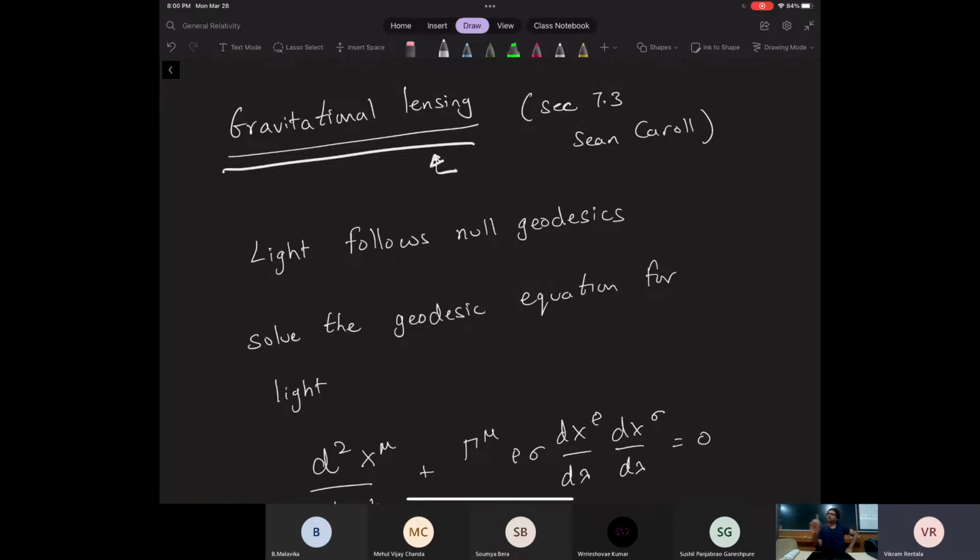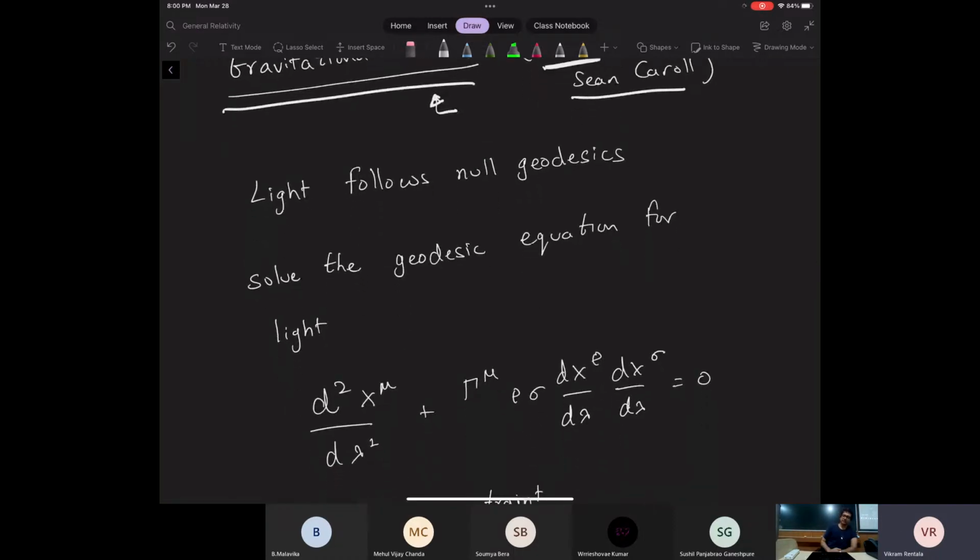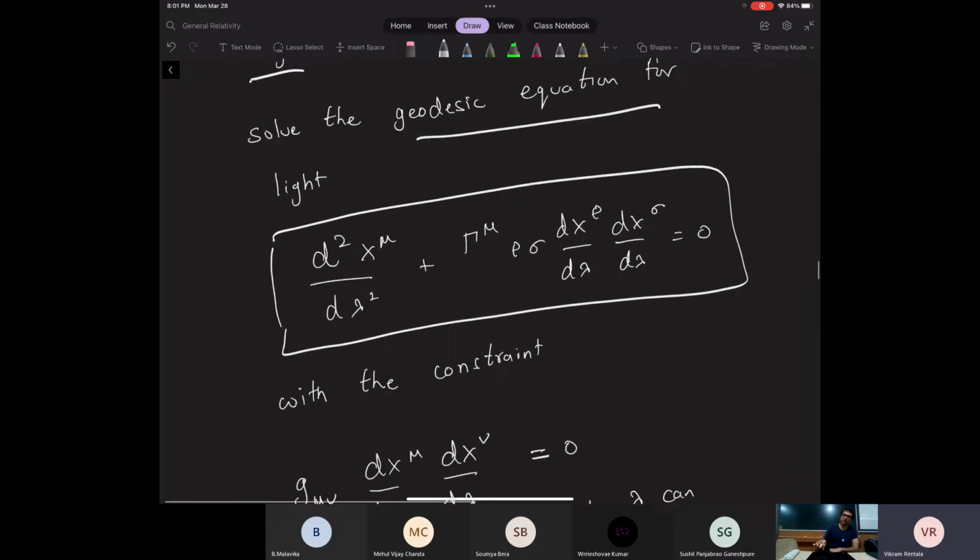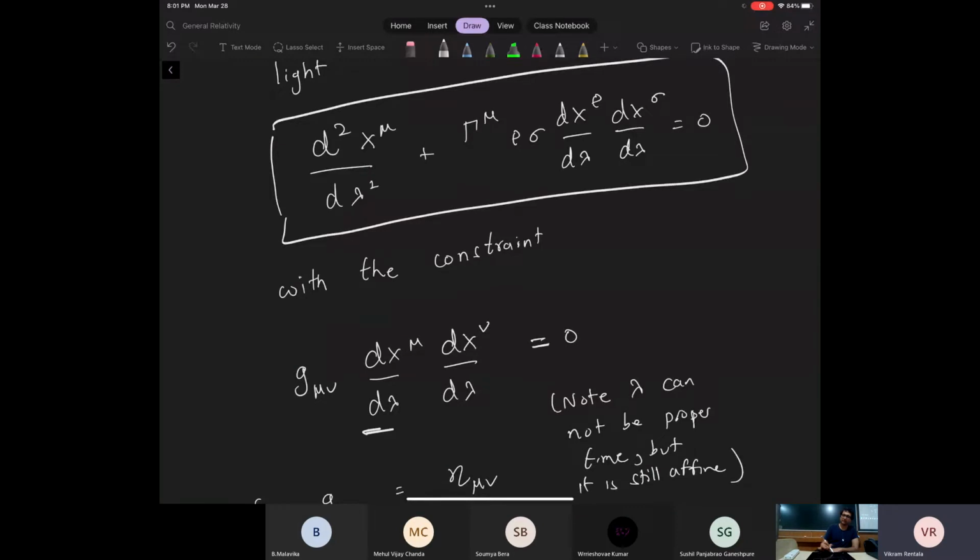Here I'm not going to derive exactly all the equations of gravitational lensing. For details of the derivation, you can see this section in Sean Carroll's book. I'm just going to tell you the key steps and present the final formula. The idea is that in general relativity, you postulate that light follows null geodesics, in the absence of any interaction, so it's not getting absorbed or emitted. It's just following a null geodesic. So you want to solve this geodesic equation with the constraint that the tangent vectors are null vectors.